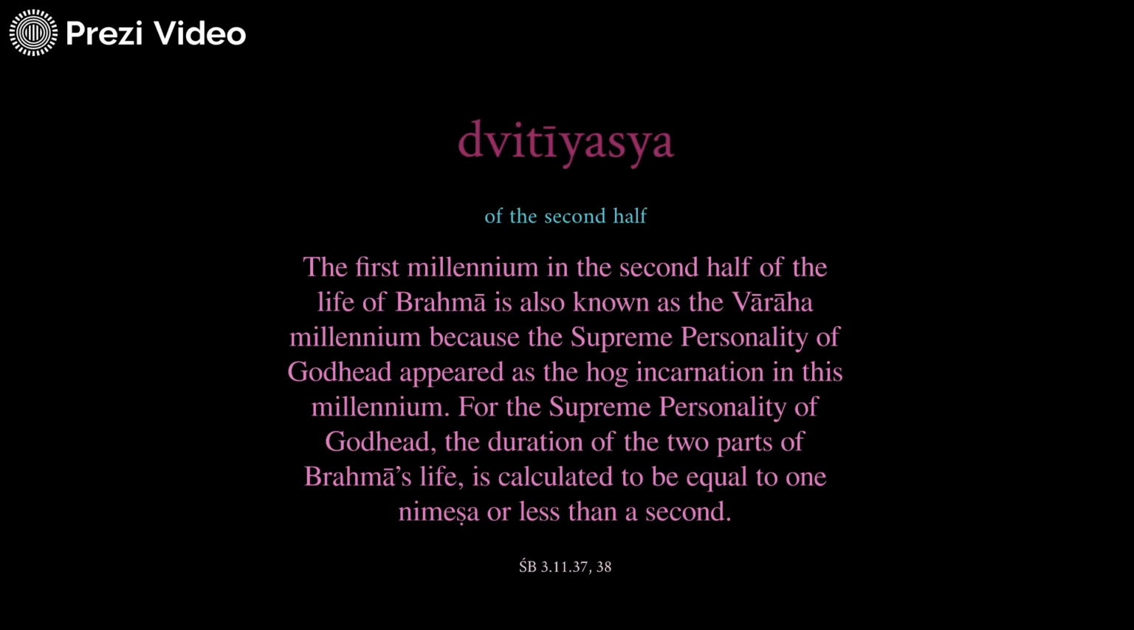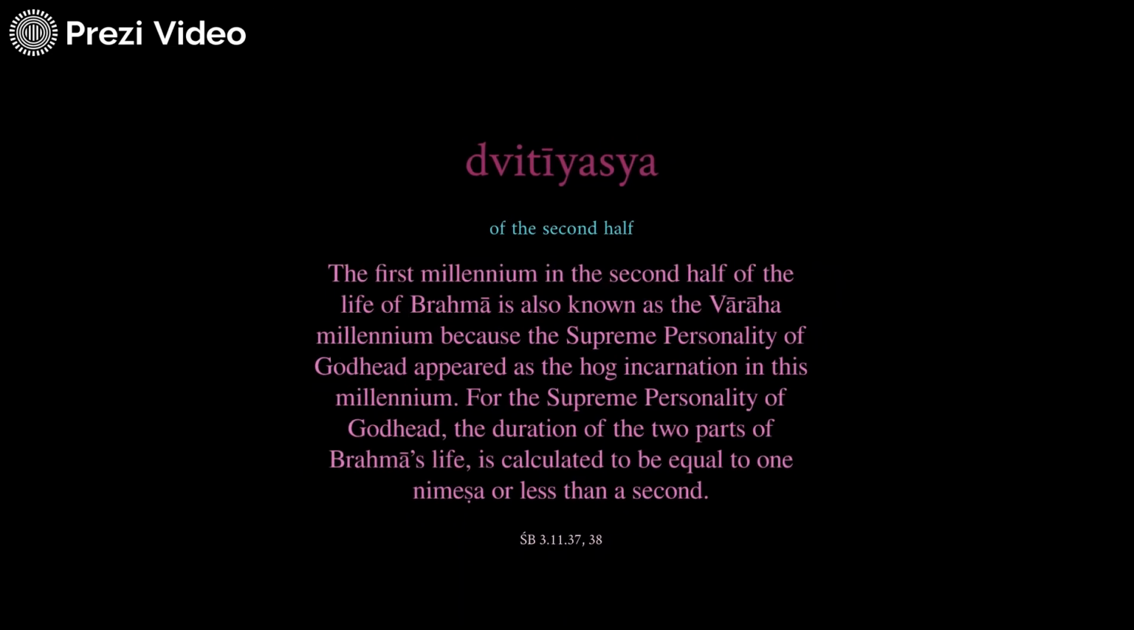Of the second half. The first millennium in the second half of the life of Brahma is also known as the Varaha millennium, because the Supreme Personality of Godhead appears as the hog incarnation in this millennium. For the Supreme Personality of Godhead, the duration of the two parts of Brahma's life is calculated to be equal to 1 nimesha, or less than a second.